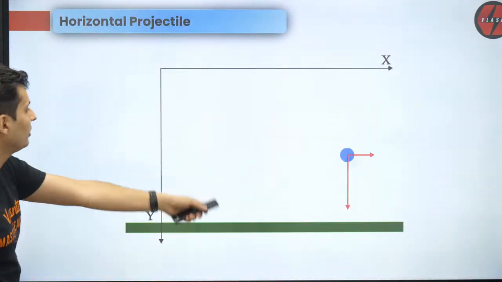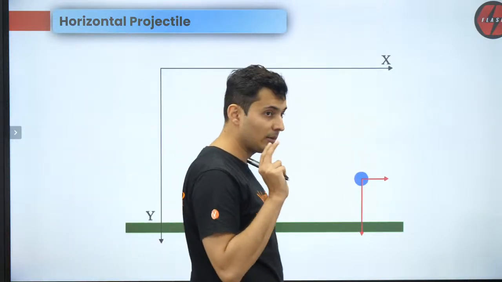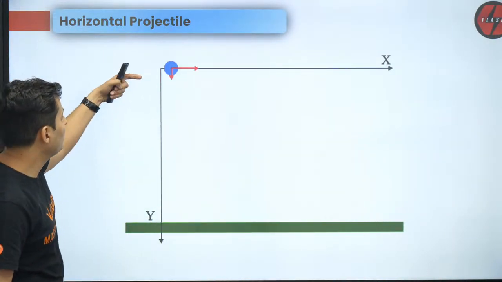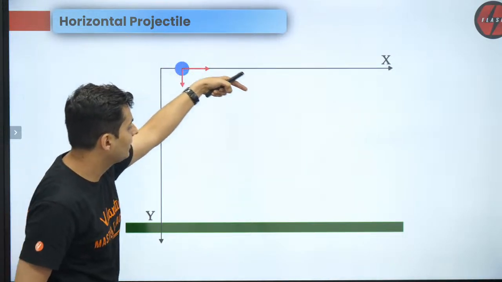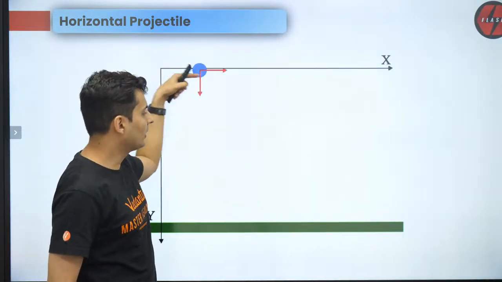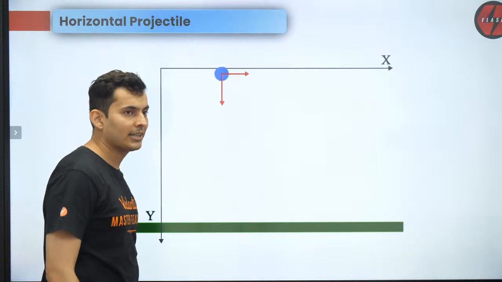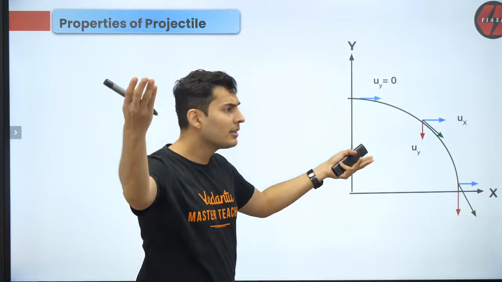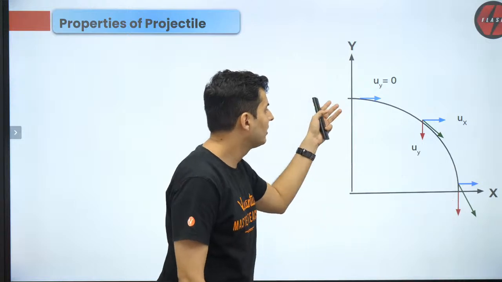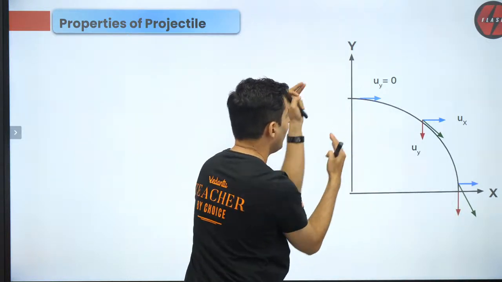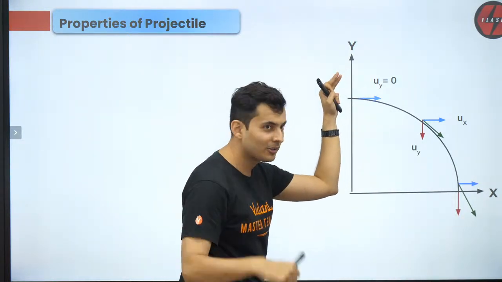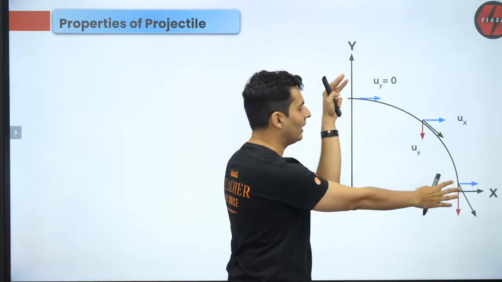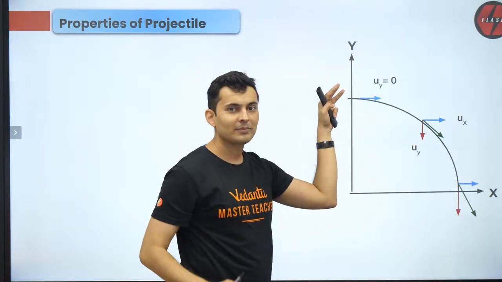Now let's talk about horizontal projectile. Horizontal projectile means you throw it horizontally from a height, and it falls somewhere. So the same concepts are repeated. Guess what horizontal projectile is? It's half of a complete projectile. This is a complete projectile, and it's just looking at the half part of it. I hope this is clear.